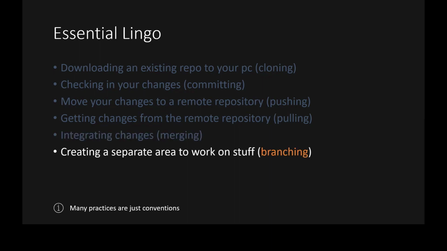We also talked about branching already. So if you want to work on something that is new, or you want to work on a specific bug, or you want to introduce new functionality, it's a good practice to create a branch, which is another copy of the code where you can safely work on that new feature. And when you think it's done, you can merge that back to the main branch for everyone else to use.